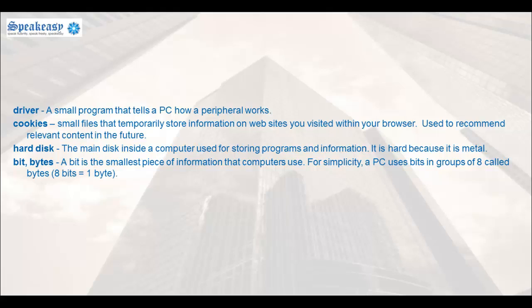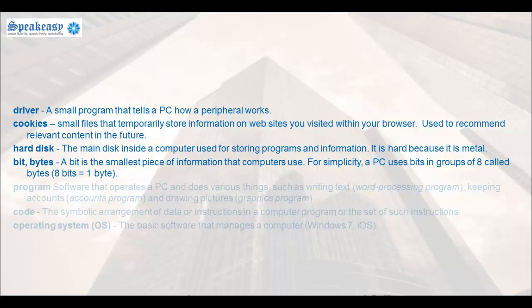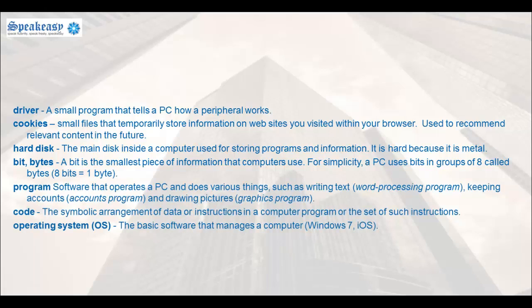Bit or bytes. A bit is the smallest piece of information that computers use. For simplicity, a PC uses bits in groups of 8, called bytes. So 8 bits equals 1 byte. Program. Software that operates a PC and does various things such as writing text, word processing program, keeping accounts program, and drawing pictures, graphics program.